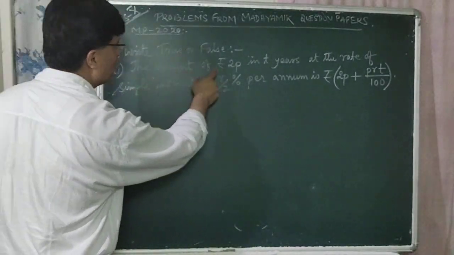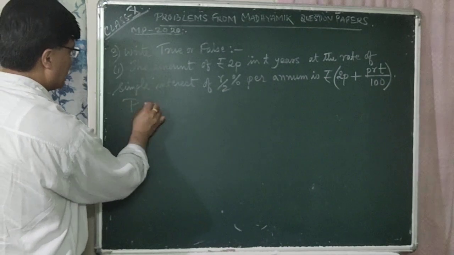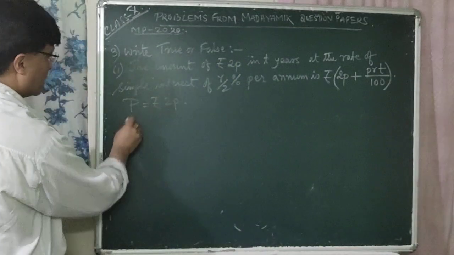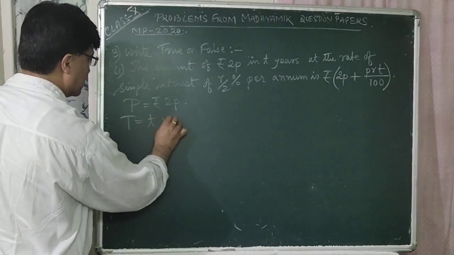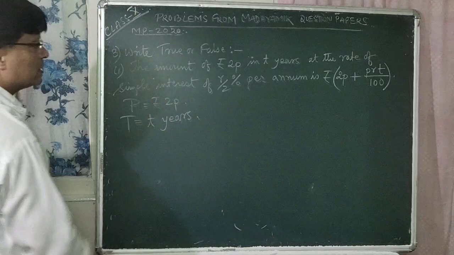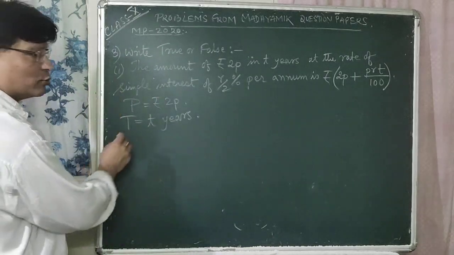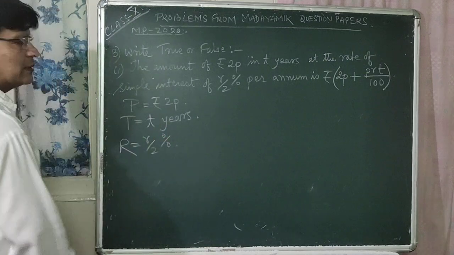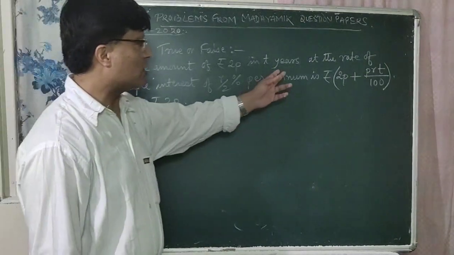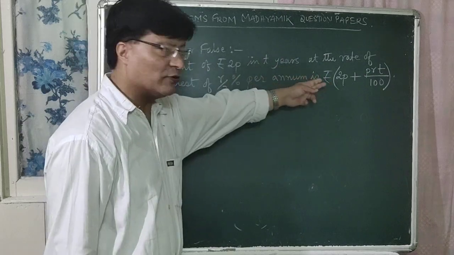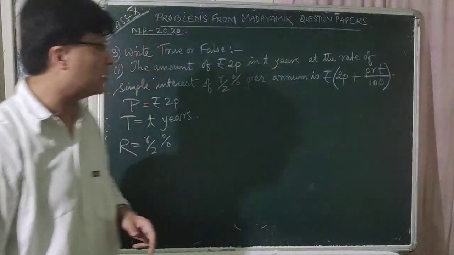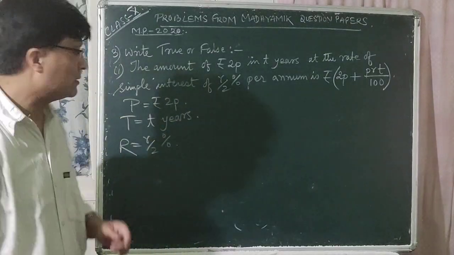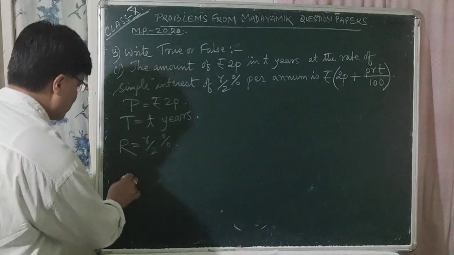So the amount of rupees 2p, this is the principal, that is P, capital P is equal to rupees 2p, right? For T years, what is the time given here? Capital T is equal to small t years, right? And the rate of simple interest of R by 2%, that is capital R is equal to R by 2%. So whether this amount is correct or wrong, you have to check it, right? So now let us find out the interest first.